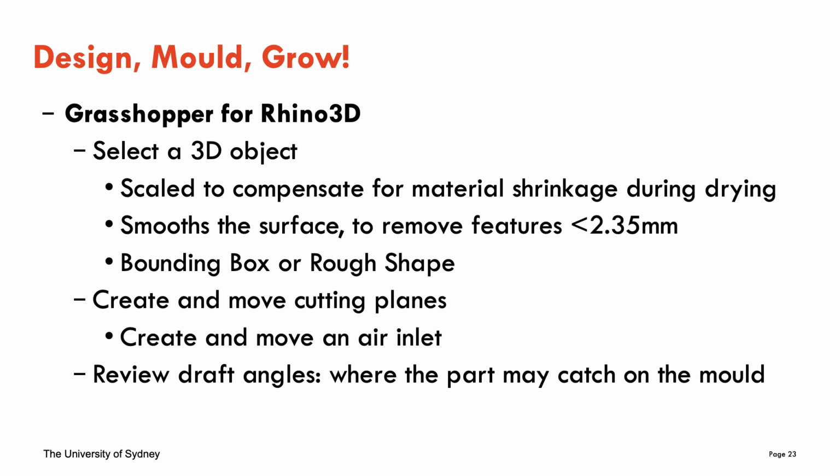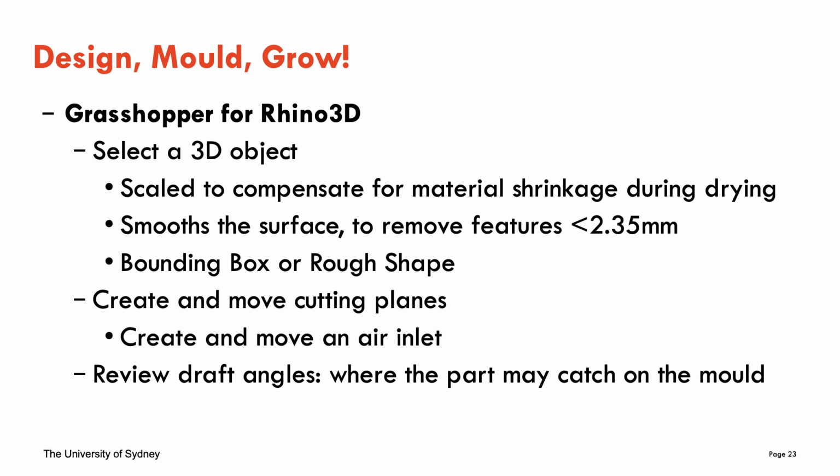This allows us to select an object inside Rhino, scale it to compensate for material shrinkage during drying, smooth the surface to remove small features that won't render properly. The application allows us to create and move various cutting planes up to 5, and then create and move an air inlet that is necessary while the design grows.